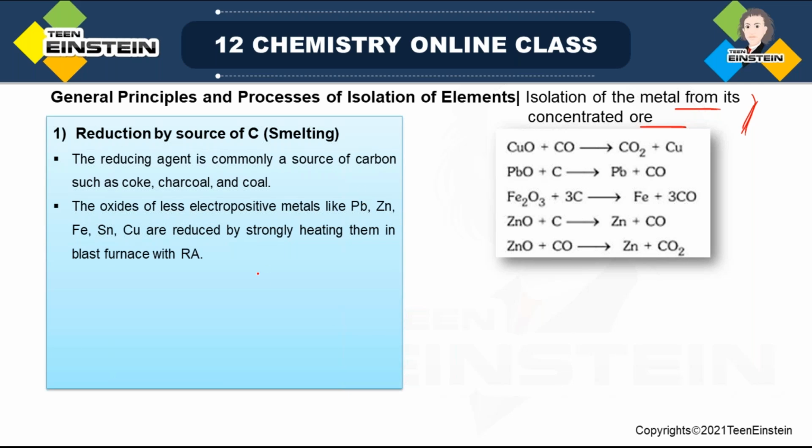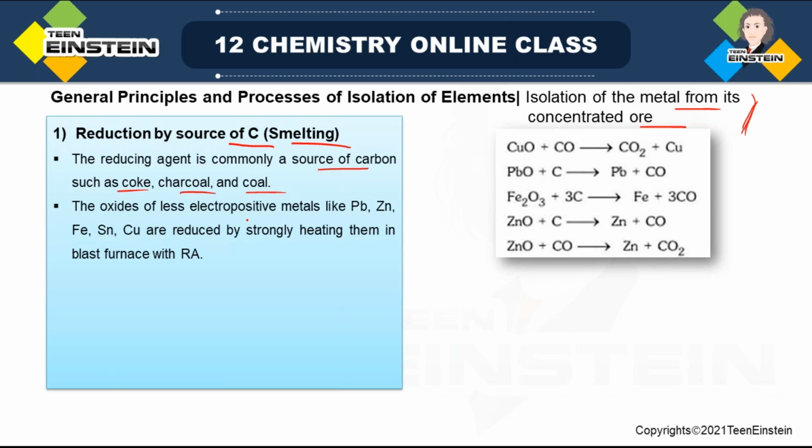So when it is reduction by source of carbon, now it may be carbon itself or it may be carbon monoxide, that is also another reducing agent possible. This process is called smelting. Okay, the reducing agent is commonly a source of carbon, and any of these all are basically source of carbon. Any of these can be used: coke, charcoal, coal.